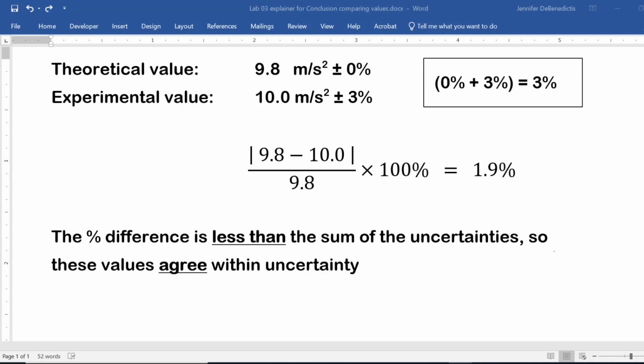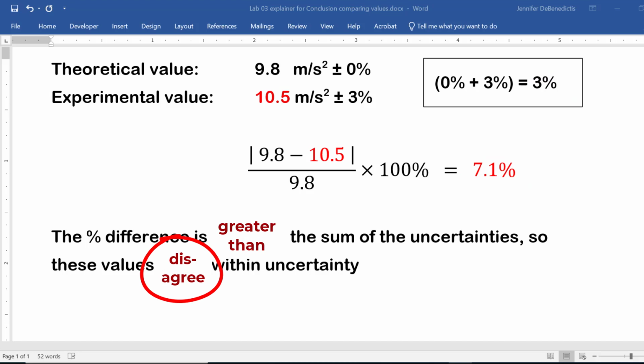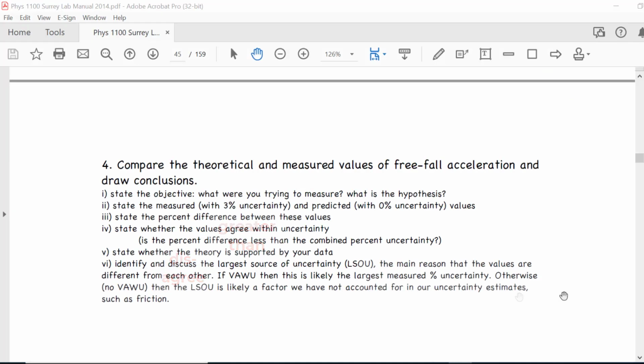Let's say that our experimental value wasn't 10 meters per second squared. It was 10.5 meters per second squared. But that changes what our percent difference winds up being. So now it's 7.1%. And that's bigger than the sum of the uncertainties. So now you'd have to say that the values disagree within uncertainty, because the percent difference, so how different your values are, is larger than the sum of the uncertainties, which again is the maximum amount of deviation we expect to see given the limitations of our equipment. And so that's what you would say when you come back here. You don't need to give any calculations here, just say it in a sentence.